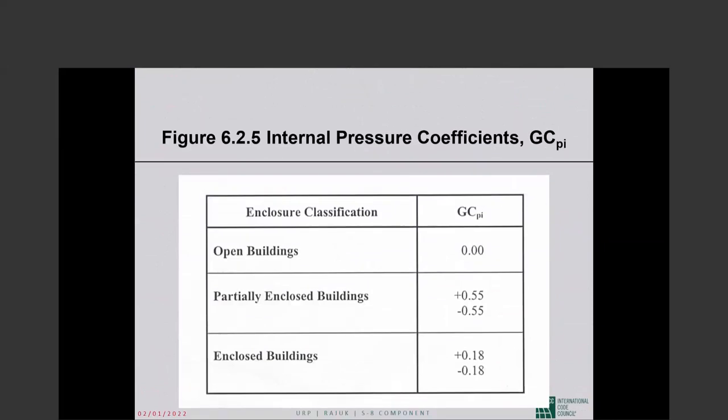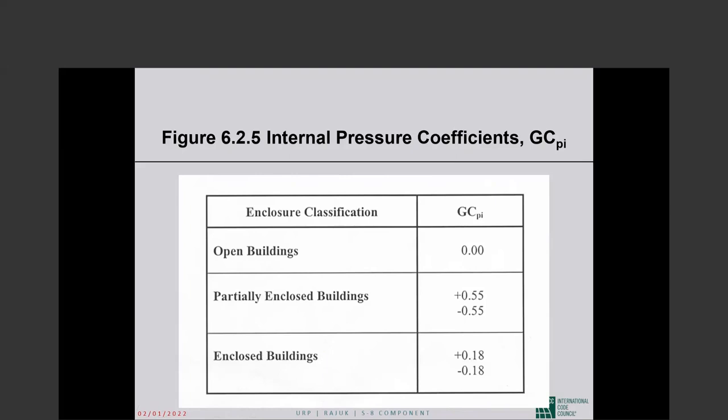The internal pressure coefficient depends very much on your enclosure classification. Open building, wind simply passes through, there is no internal pressure buildup. G times C sub pi is equal to 0. Partially enclosed building, look at that, jumps up to plus minus 0.55. Enclosed, as you'd expect, is in between. Enclosed is not an extreme.